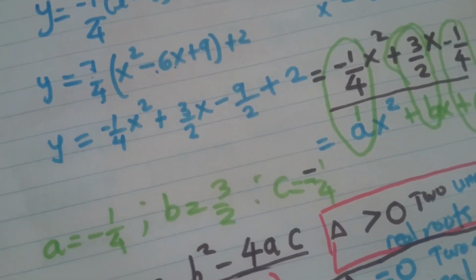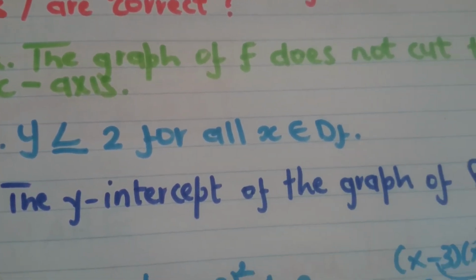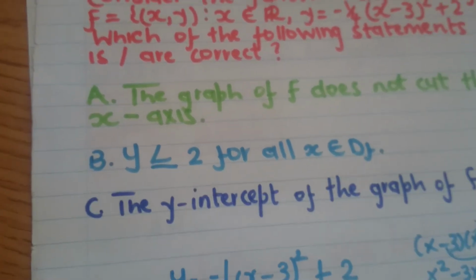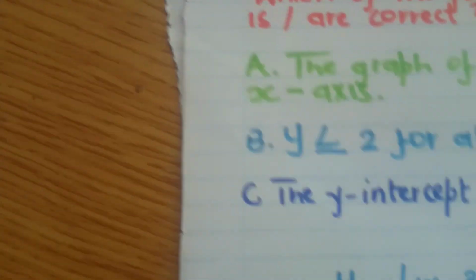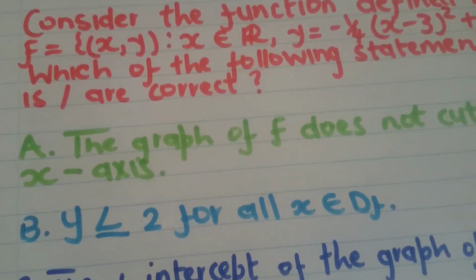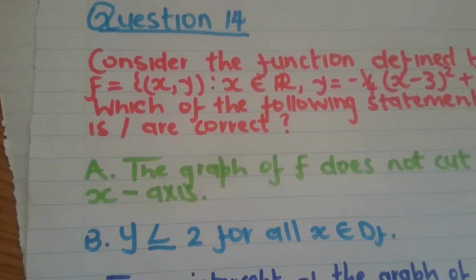Option b says y is less than 0 for all x that are elements of the domain of f. So what does that mean? Let's take another page here quickly. They say y is less than 0 for all x that are elements of the domain of f. So let's see. We're going to take the equation first.